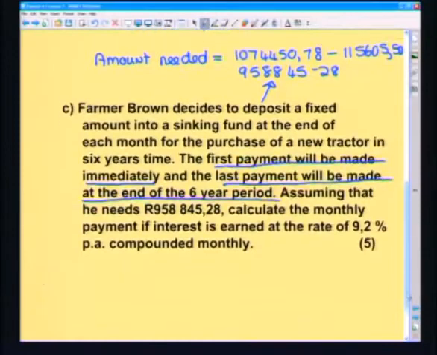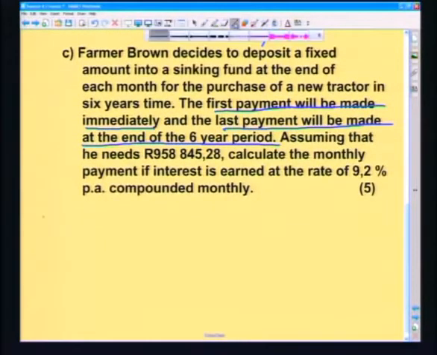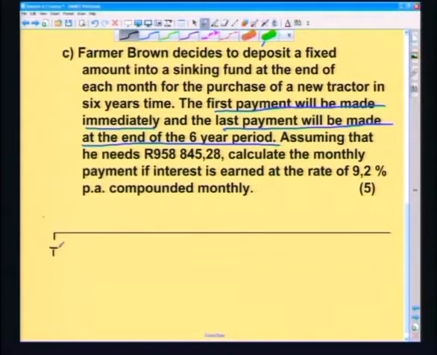So let's go and put out a number line and show what's happening. Let's bring it up a little bit. Now what we have is a timeline. And on this timeline, we're starting over here at T0. Now, we have 6 years to save in, so let's just divide this up into each of the 6 years. And they say to me, we are making the first payment immediately. So the first payment is going in over here at X rand. Now, they say that the last payment will be taken at the end of the 6-year period. And they say that he's going to put it in each month.